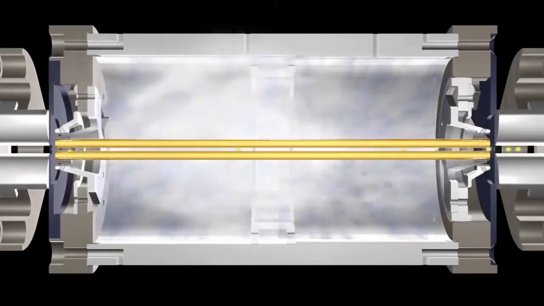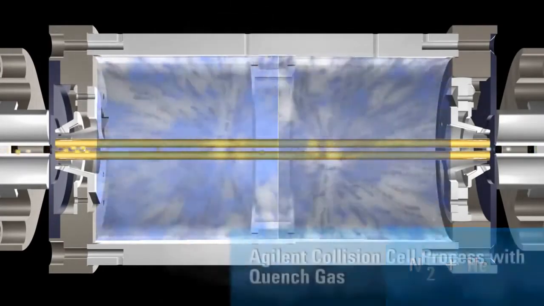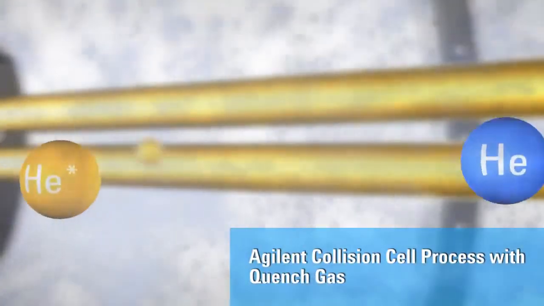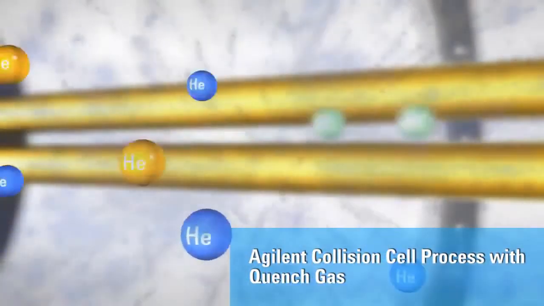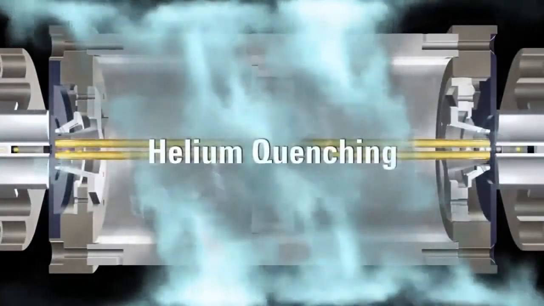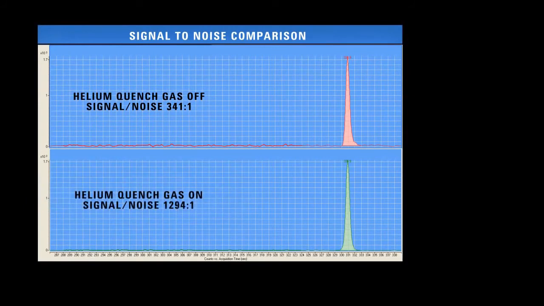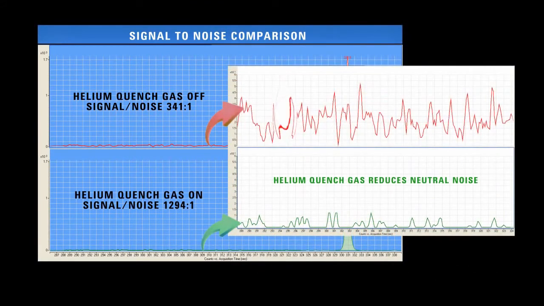During the development of the 7000, Agilent engineers realized a small flow of helium added to the nitrogen collision gas was a very effective way to reduce the transmission of metastable helium through the collision cell. We call this patent-pending solution helium quenching. A comparison of signal-to-noise ratio with and without helium quenching shows the benefit of this technology. Helium quenching has no effect on product ion signal, but the neutral noise component is reduced by a factor of 4. This technical breakthrough means lower limits of detection and quantitation.